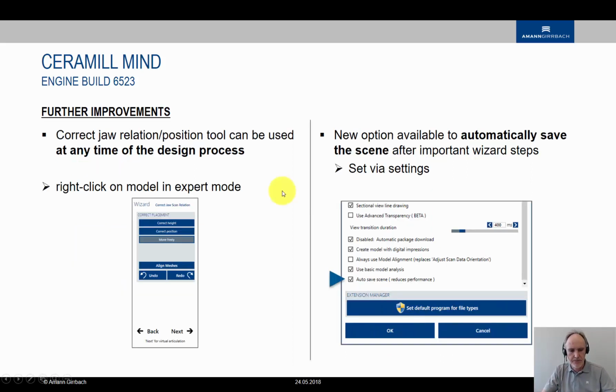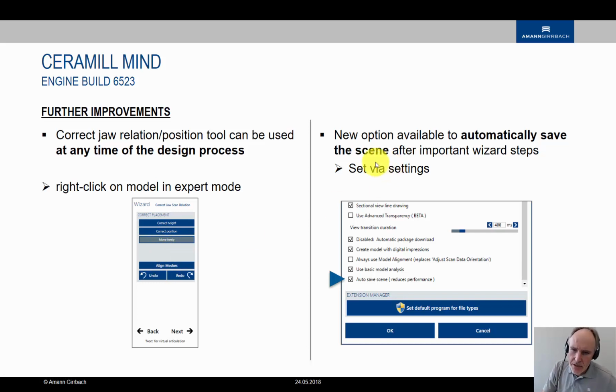or tooth parts. During your construction process, if you want to correct the relation or the position of your models, you can now correct that at any time during the design process. You only make expert mode run and then you right click and go on correct the jaw scan relation, and now you can correct it in the height, in the position, and move even freely or align the meshes to somewhere else.